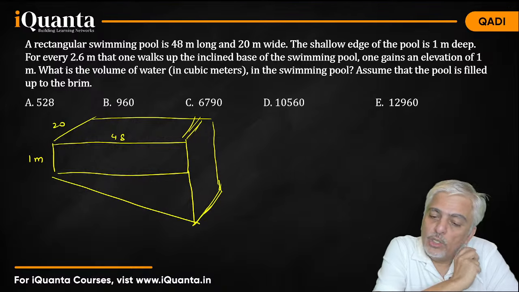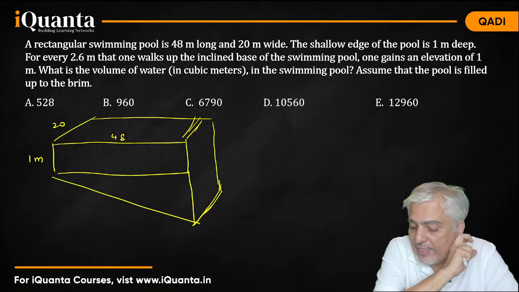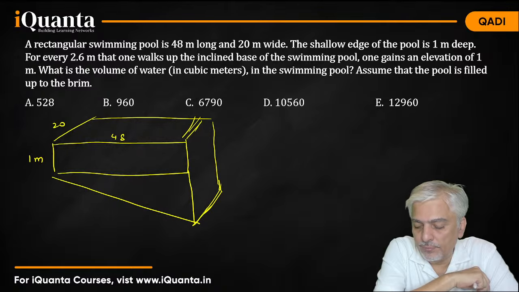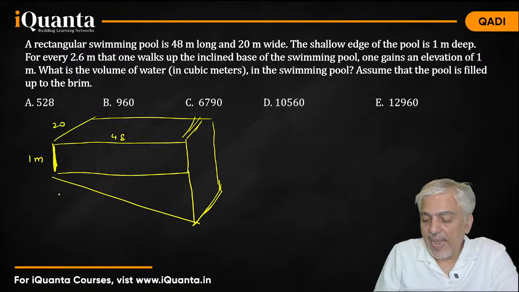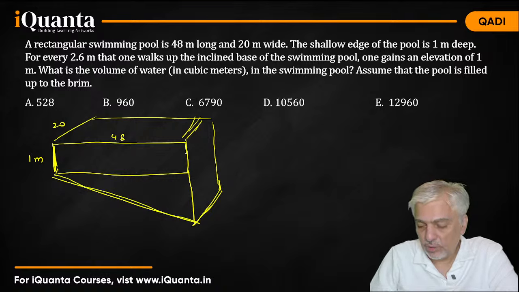So Shubhi, do you want to give me your logic? 528 into 20. Where did you get 528 from? So this is the swimming pool. Here the depth is 1. Then as you keep going ahead, the depth increases. So this is the final depth.